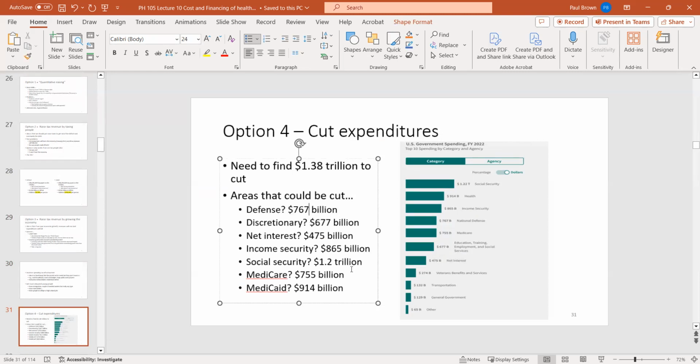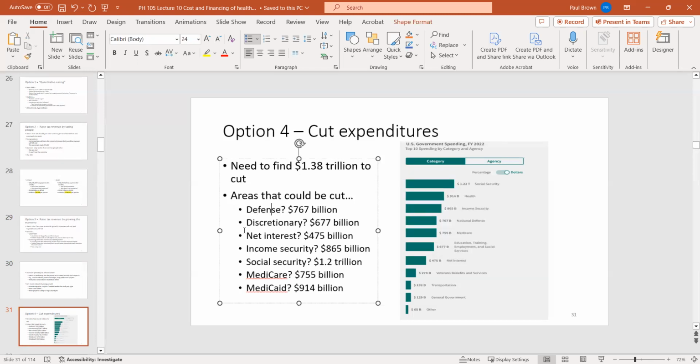If you cut all of Medicare, that saves you about $755 billion. If you cut all of Medicaid, that's about $9 billion. So if you cut Medicaid and Medicare, then you would eliminate your deficit problem. So if you look at these things, what do people want? What do Democrats and Republicans want to cut?